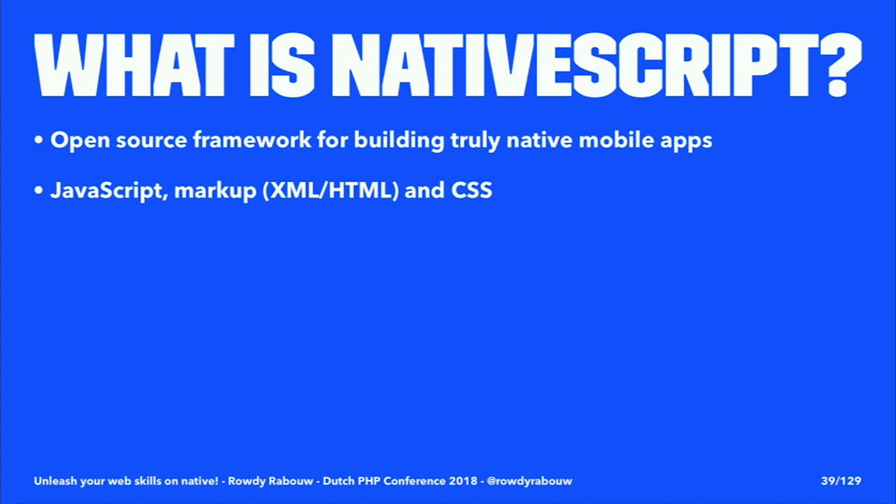You create apps with JavaScript, markup that could be XML or HTML, and CSS. The markup and the CSS together will generate a real native interface. So if you have a slider on your screen, it's a real native slider. And the JavaScript will run in virtual machines to make the interaction with the native APIs possible.